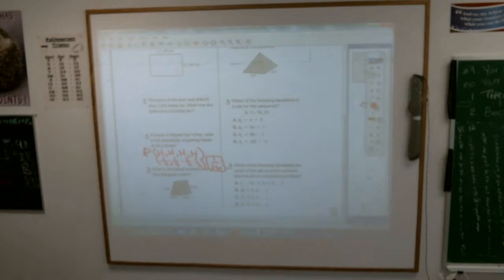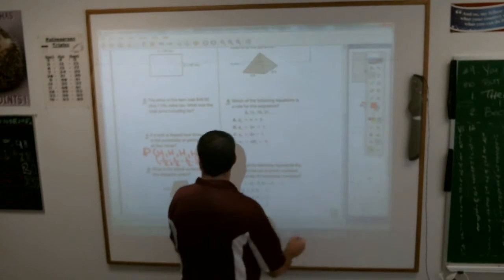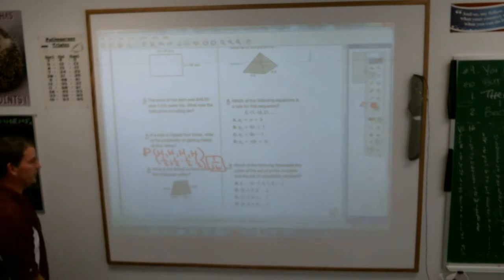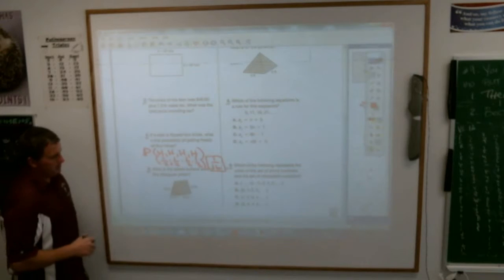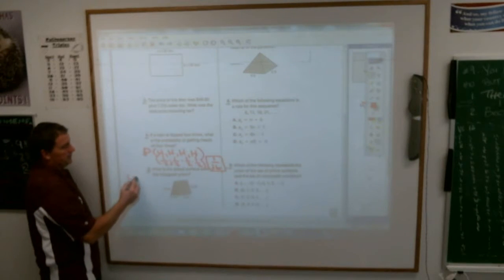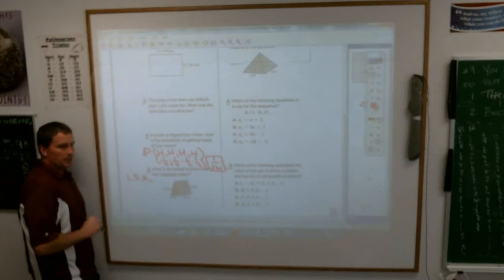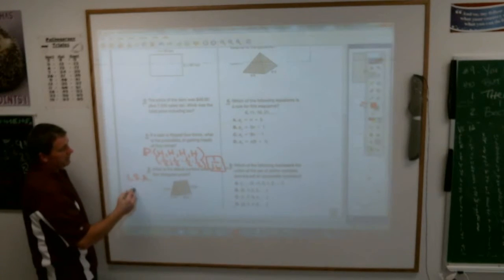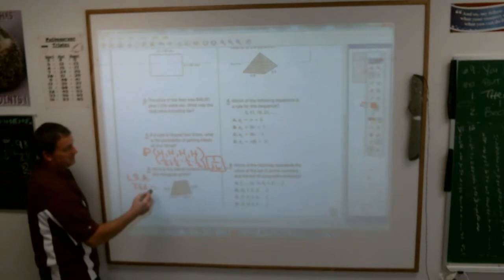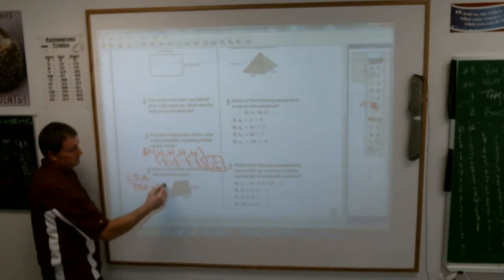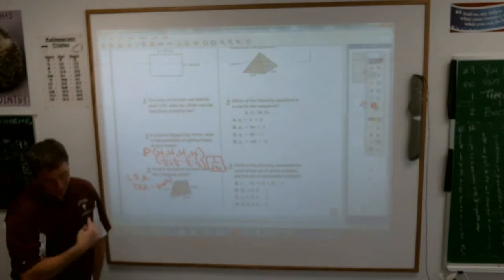Number 5. Oh gosh, I was hoping somebody would ask for number 5. What is number 5? What is the lateral surface area? I told you this. I told you lateral surface area, children, is the total surface area minus the bases.